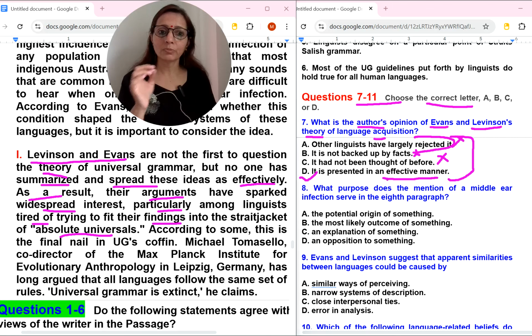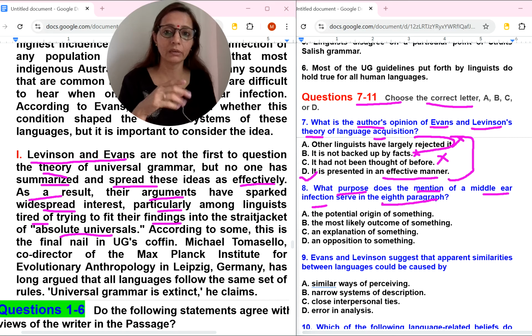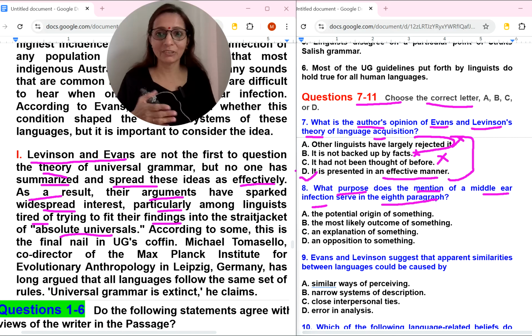Okay. It is presented in an effective manner. This will come. Now 8th question. What purpose does the mention of a middle ear infection serve in the 8th paragraph? Okay, location already they have given in the 8th paragraph. Now we have to count the paragraph name. This also they have given. So, after reaching the 8th paragraph, we will try to find this word. Definitely it will be there, middle ear infection.